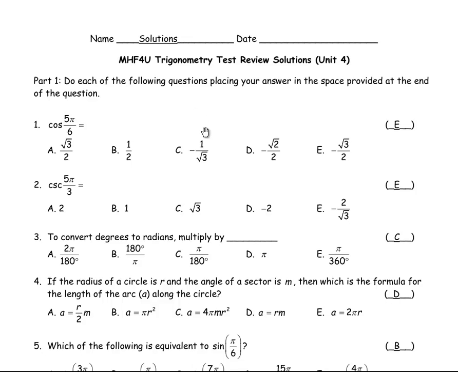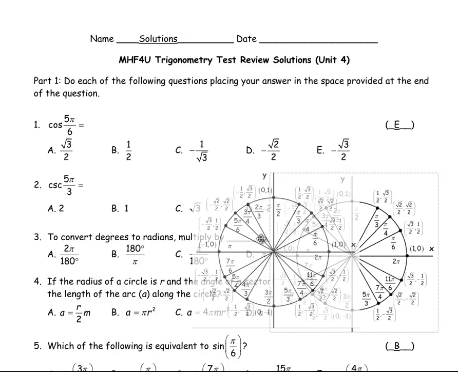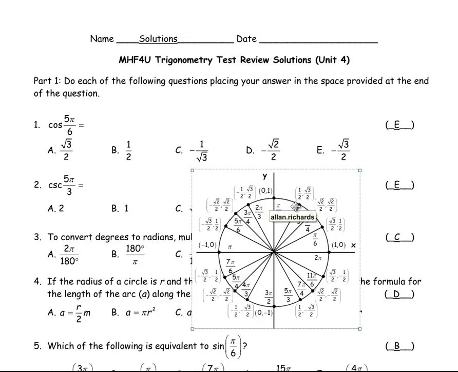The purpose of this video is to go over this trigonometry test review, and we're going to start with the multiple choice in part 1. So we're asked to find the cosine of 5 pi over 6, and we can use the unit circle to find that. The unit circle shows the sines and cosines of all the special angles from 0 to 2 pi, or most of what are called the special angles.